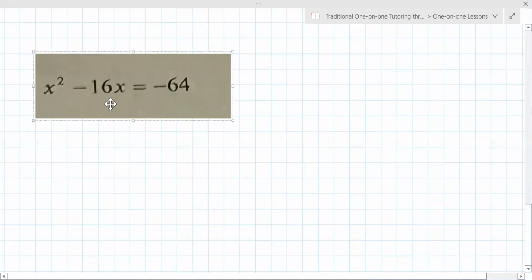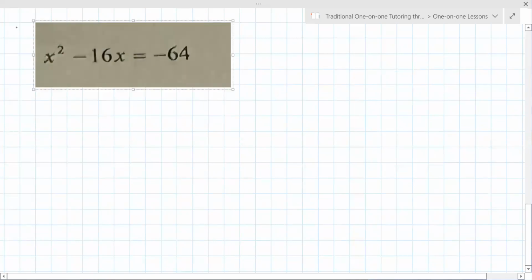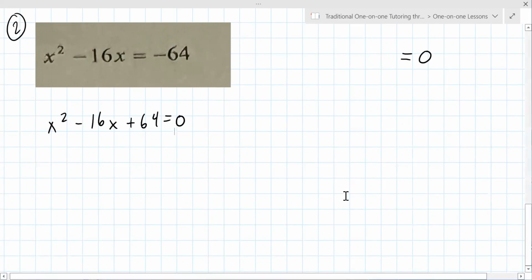Okay. So like I mentioned in the previous problem, you always want this thing to equal 0. When you're solving a quadratic, you always make it equal to 0. So you're going to add 64 to both sides. And then there's that running list. It's like, well, what is it? Is it a greatest common factor? Is it a difference of squares? Is it a perfect square trinomial?